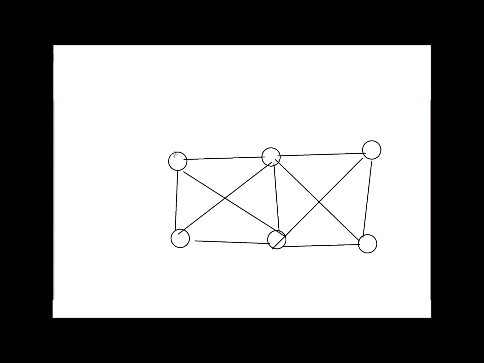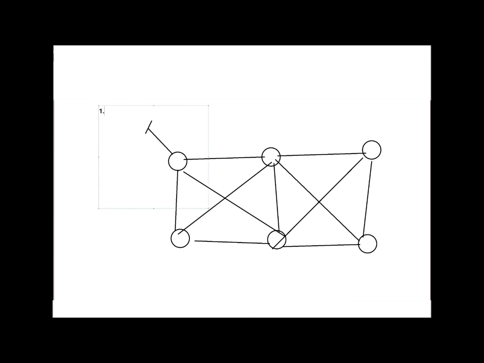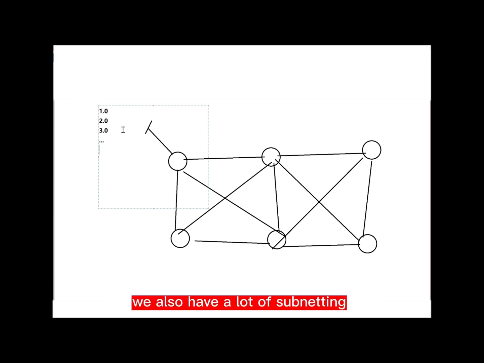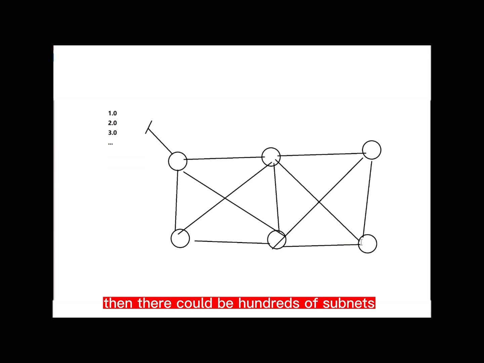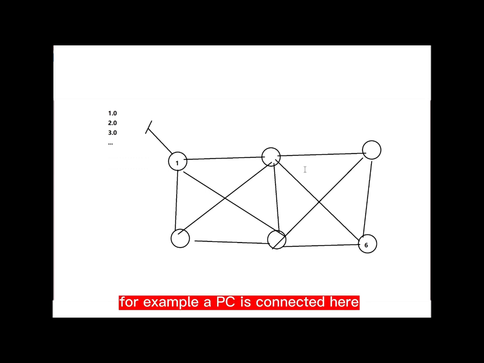For example, this device now has more than one network segment. There may be very many subnets: 1.0, 2.0, 3.0 etc. And I also want to subnet it. Not just the main ABC classes are used; we also do a lot of subnetting. Then there could be hundreds of subnets. There are so many network segments on the left side of this router. The rightmost router is assumed to be 6. This is 1. For example, a PC is connected here.